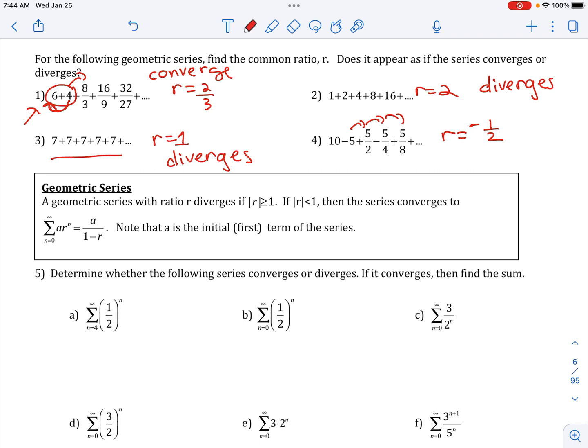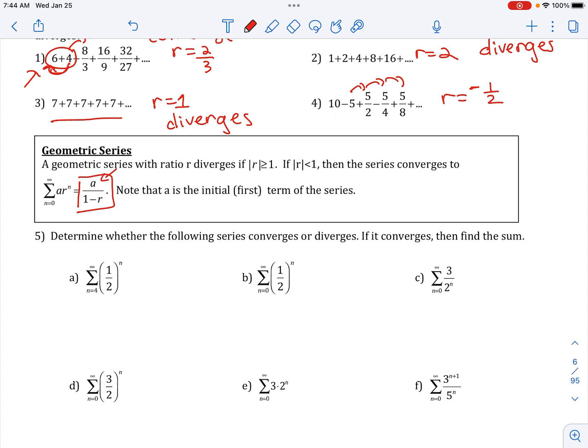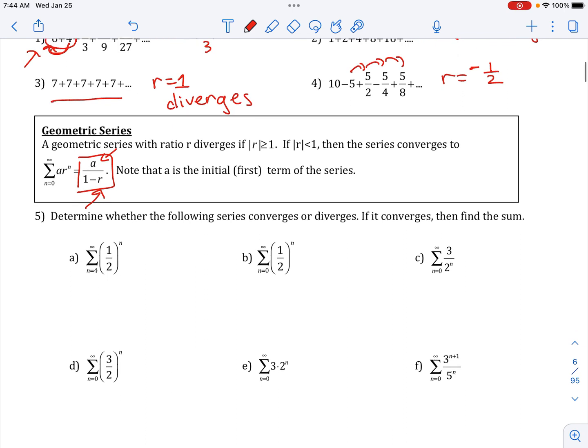The other thing we're going to do is, if you figure out that a geometric series converges, we can actually find the sum of that geometric series, and the sum of that geometric series is a over 1 minus r. So this formula should look familiar from last year from pre-calc. a is going to be just your first term, and your r is your common ratio, and you can only have a sum if your geometric series converges. So let's take a look at a couple.